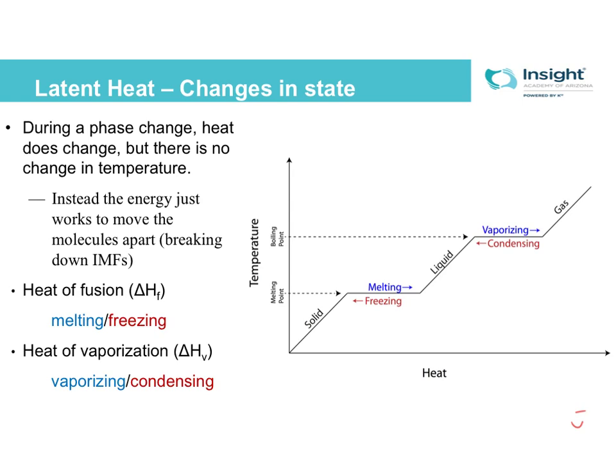The common example of this is a state change. All right, so when something goes from solid to liquid, liquid to gas, gas to liquid, while the molecules are separating from each other and their intermolecular forces are weakening, there's no change in temperature, but the molecules are still gaining energy because they're able to move around more. So the heat, the energy, continues to increase without affecting the temperature.